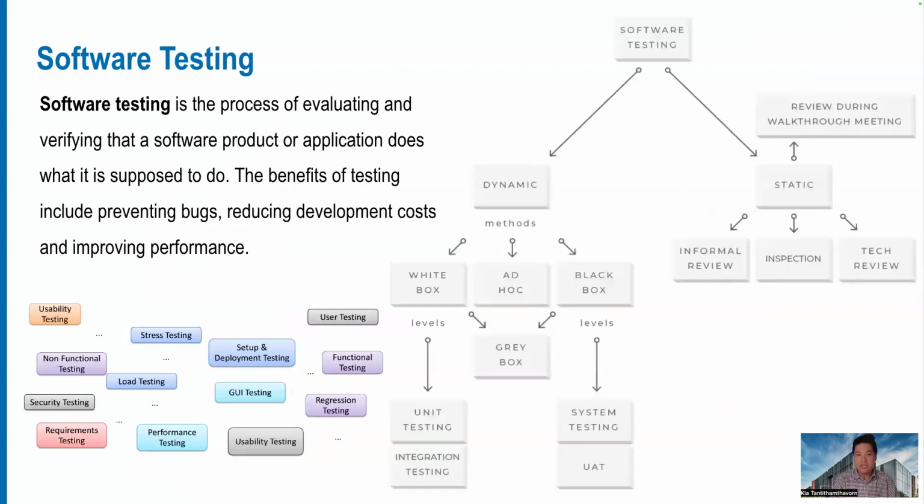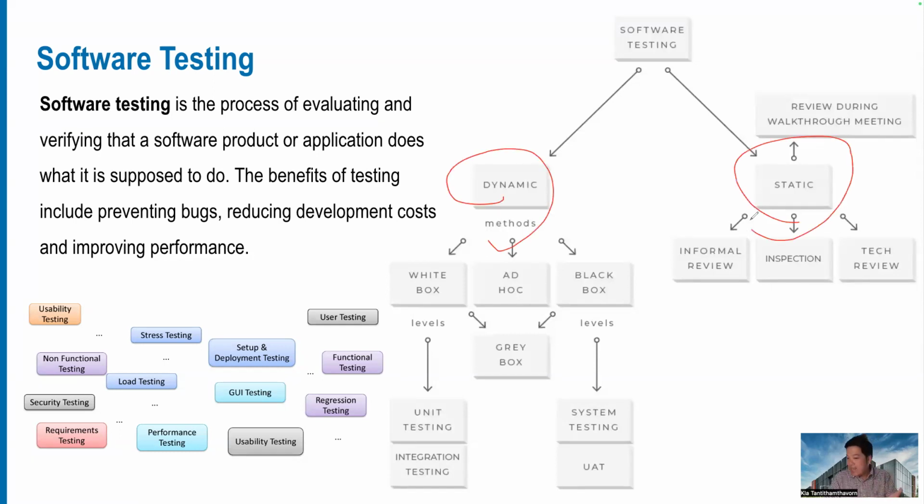Software testing is a process of evaluating and verifying that a software product or application does what it is supposed to do. There are different types of software testing, for example usability testing, non-functional testing, threat testing, load testing. There are so many things, right? But in a more systematic way, there are two high-level software testing techniques: dynamic and static testing.